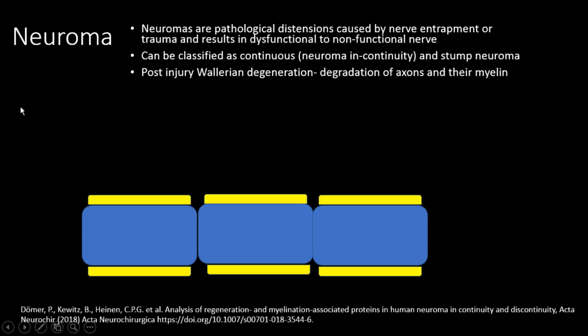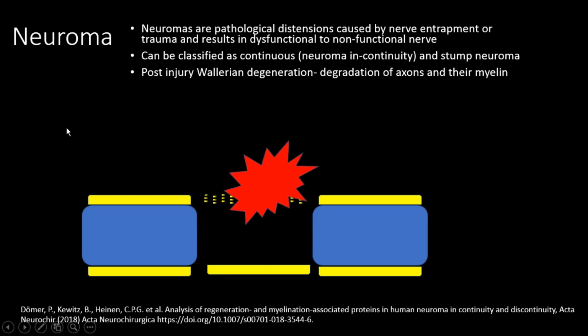Now, whenever there is an injury to axon, there is a Wallerian degeneration, which is degradation of axons and their myelin. So that's an intact peripheral nerve. Blue represents axons, and yellow is the myelin sheath. When there is an injury, there is loss of axons and the connective tissue layer and the myelin in that area, and that Wallerian degeneration sets in, and the proximal stump tries to send axonal sprouts across the gap to the distal stump to try to heal this site.